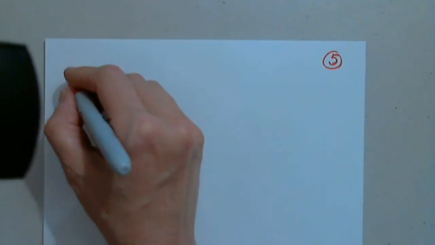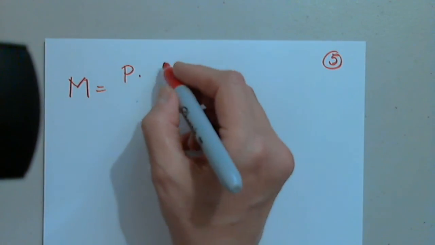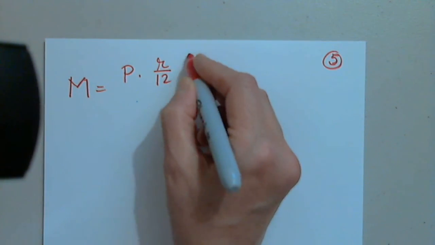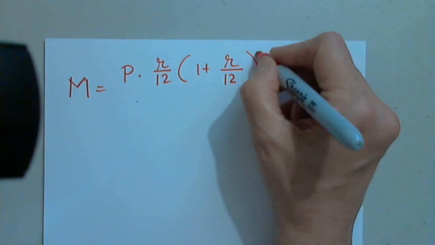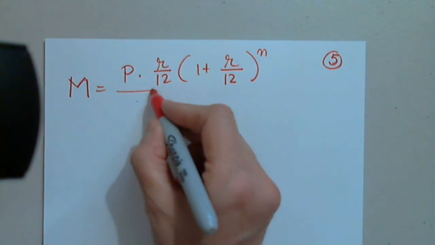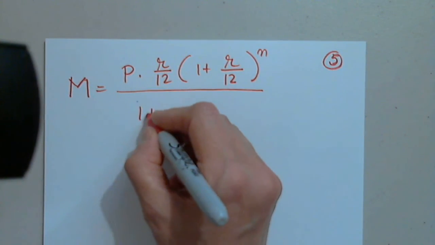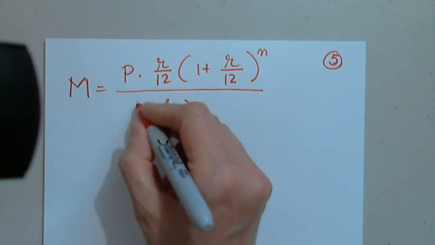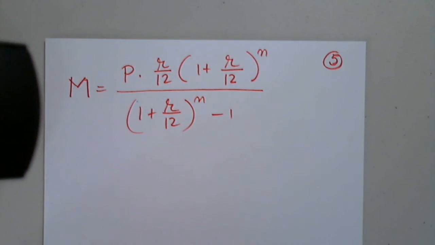So let's copy the formula. Monthly payment equals the principal times the interest rate divided by 12, 1 plus r divided by 12 again, raised to the nth power. N is the number of months, divided by 1 plus r divided by 12, everything raised to power n, and minus 1.